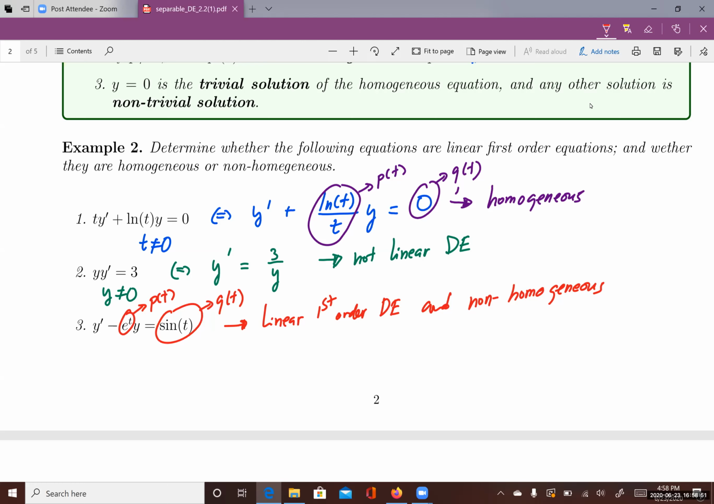Okay, I forgot to say that the previous equation, with y prime plus p of t y equals 0, is a linear first-order DE and homogeneous.